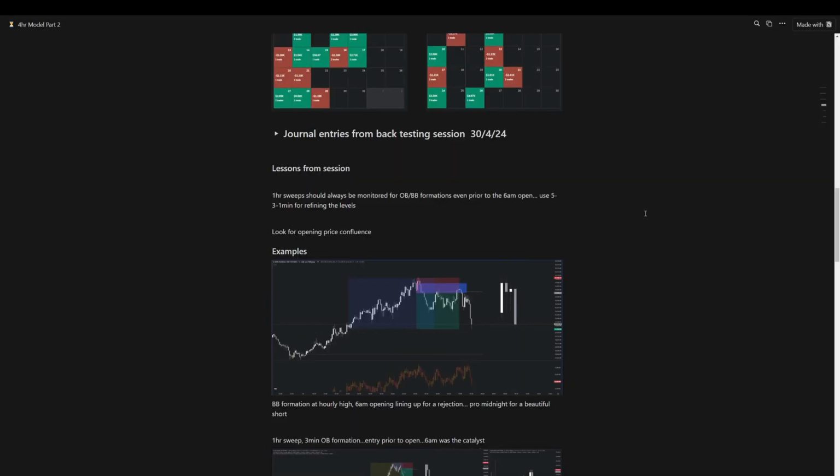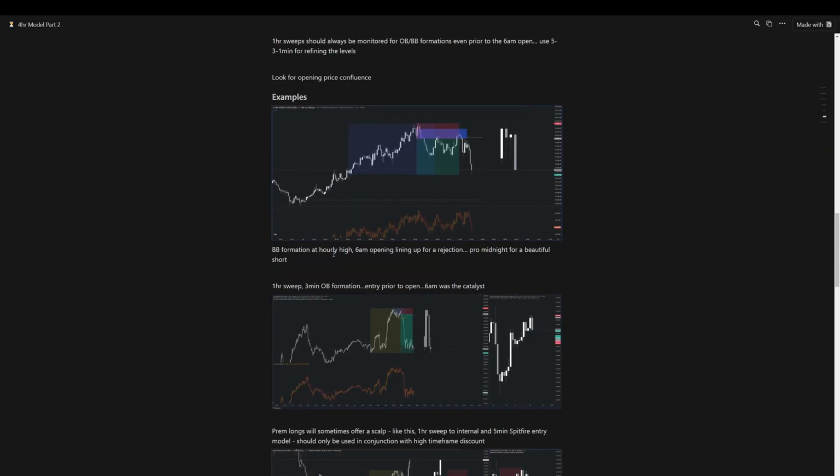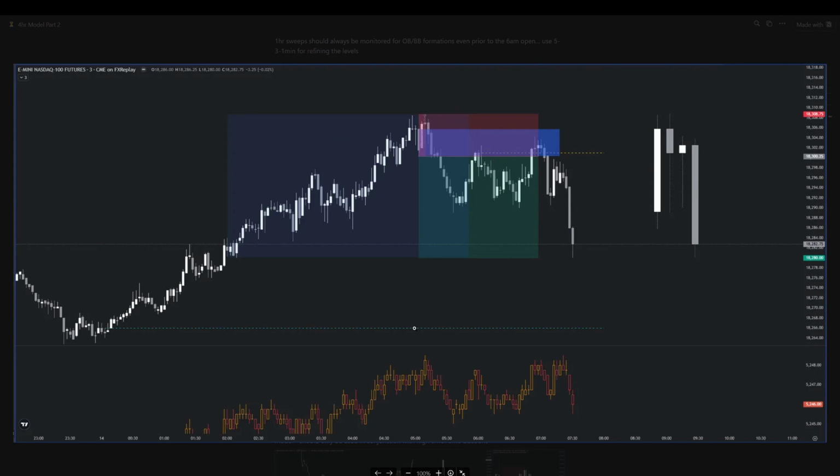BB formation at hourly high, 6 a.m. opening, lining up for a rejection, pro midnight as well. You can see this blue line, that is your midnight level, and the yellow line, that is your 6 a.m. open. Okay, so we're pro midnight, which is beautiful.